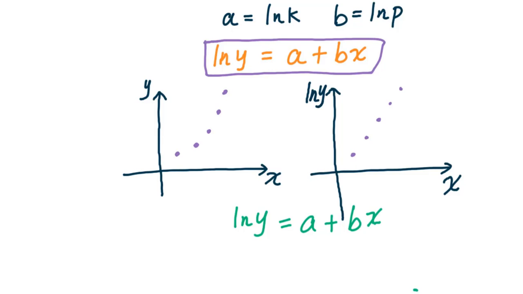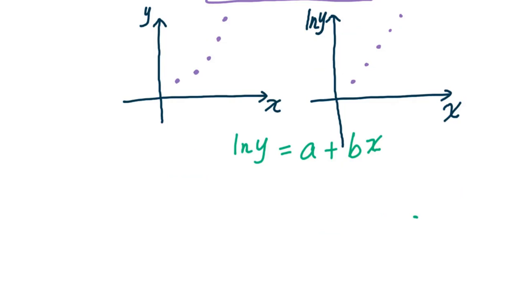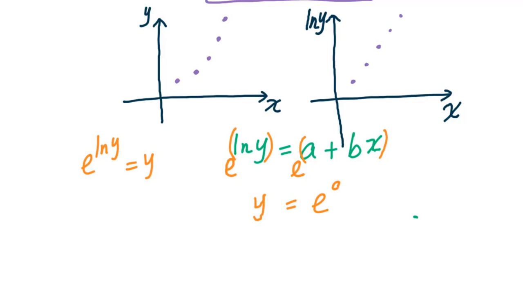How can you change back into the exponential function? You do e to the power on both sides. Since e to the natural log of y equals y, you will get y equals e to the a plus bx power. Then you will get e to the a times e to the bx power.